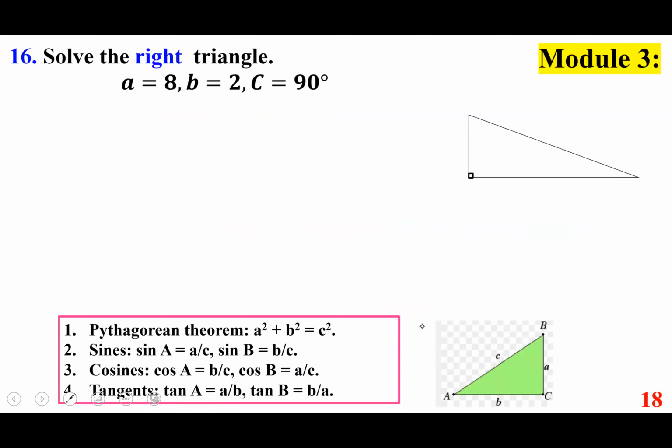A right triangle. First and foremost, let's remind everybody of the right triangle. It follows the Pythagorean theorem, a squared plus b squared equals c squared. Sine is a over c, and cosine is b over c. For this angle, the sine is the opposite over the hypotenuse, and cosine is the adjacent over the hypotenuse, and the tangent is the opposite over the adjacent, a over b.